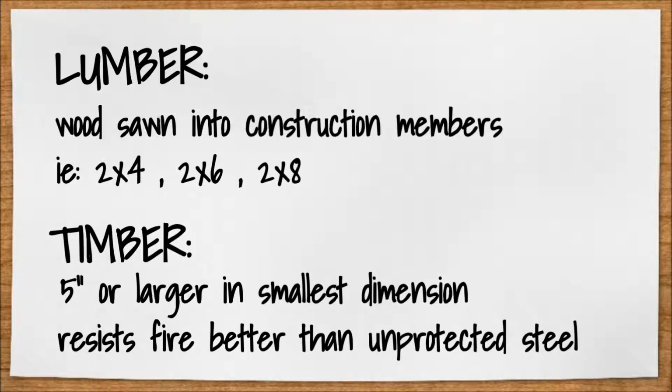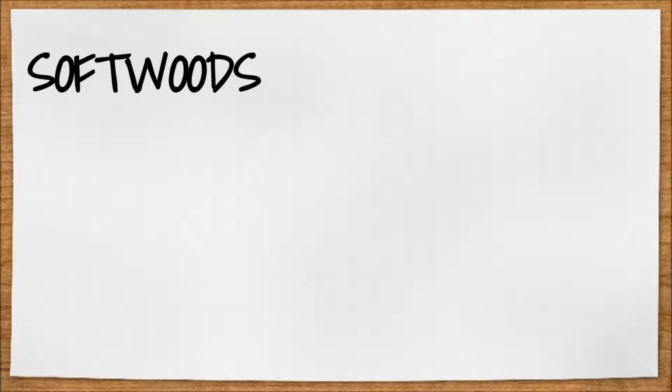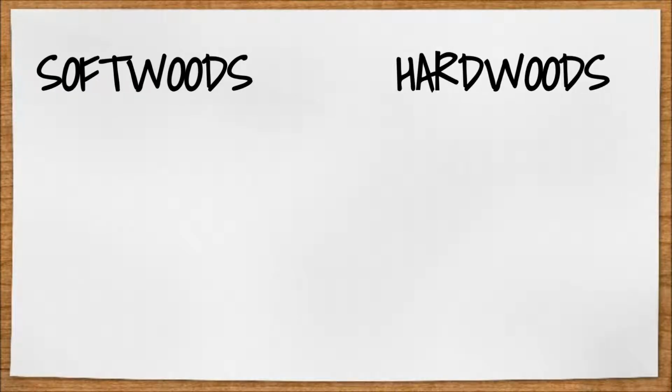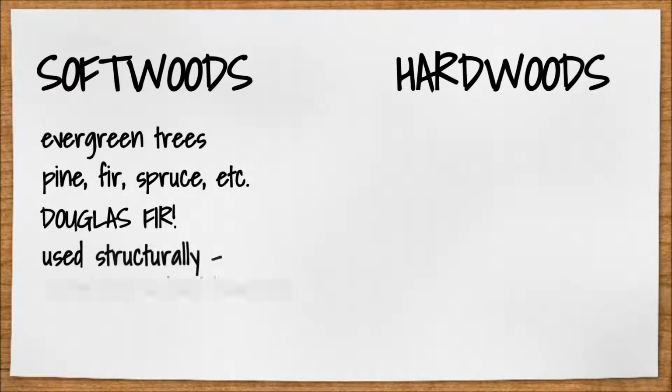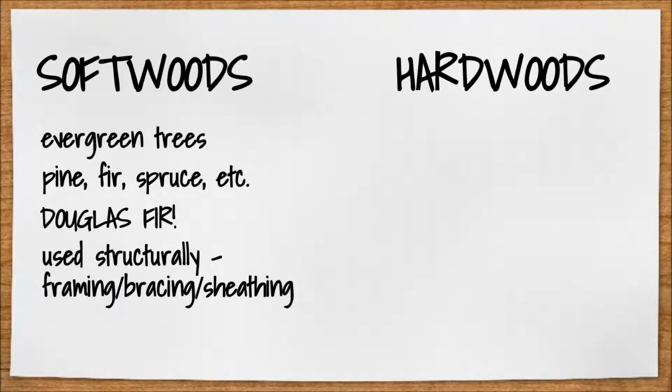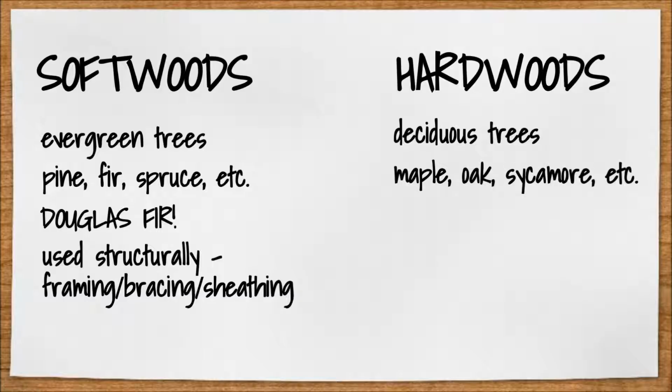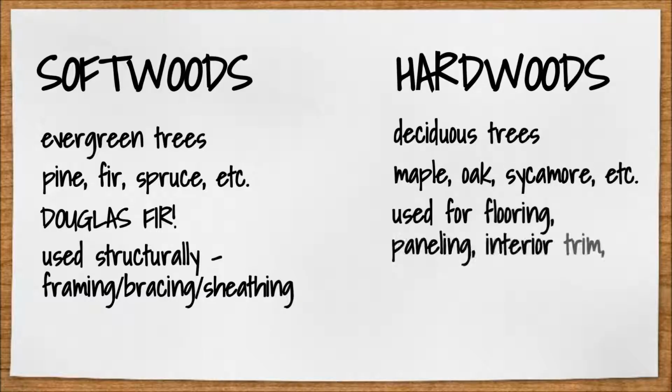Depending on what we're using the wood for, we would source either softwoods or hardwoods. Softwoods come from your evergreen trees, like pine, fir, and spruce. The most common one you've probably heard is Douglas fir. We use these woods structurally for framing, bracing, and sheathing. Hardwoods, on the other hand, come from your deciduous trees, like maple, oak, and sycamore. We use these woods for flooring, paneling, interior trim, and furniture.